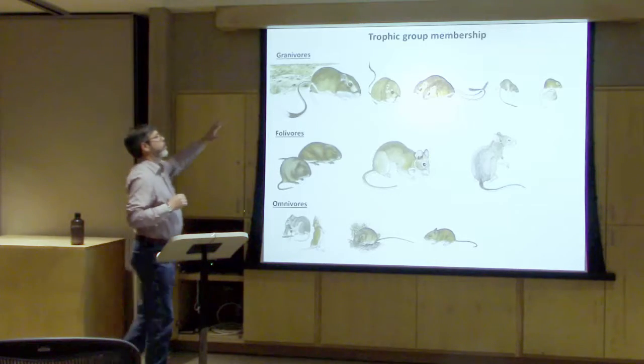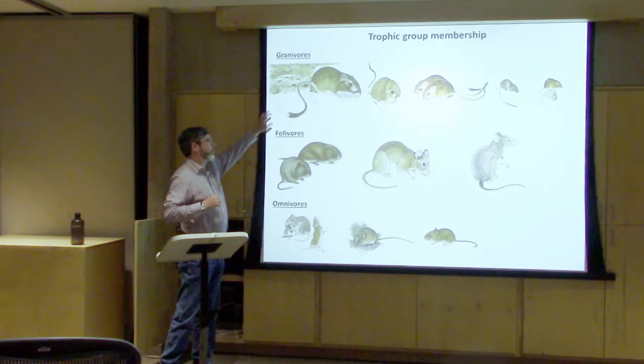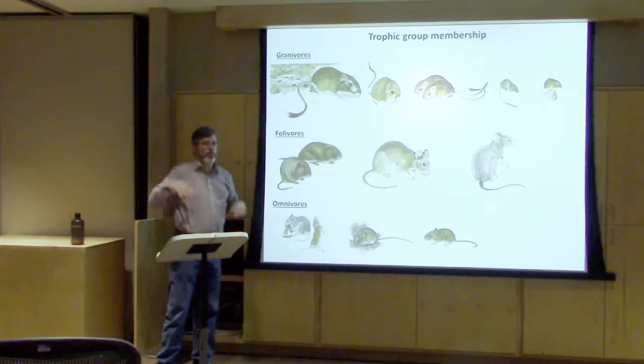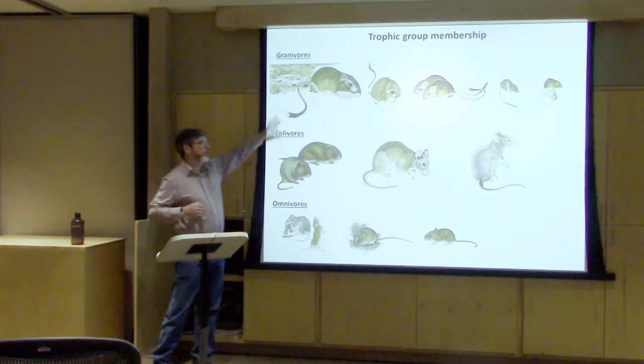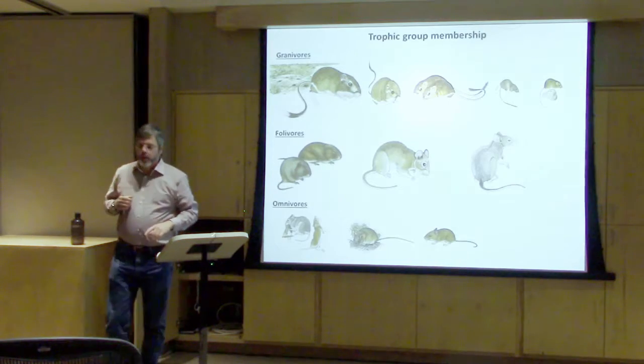Most years, the biomass produced by the granivores and the folivores compared to the omnivores, it's about an order of magnitude more for these guys. So I'm going to focus on these top 2 groups and not talk too much more about the omnivores.